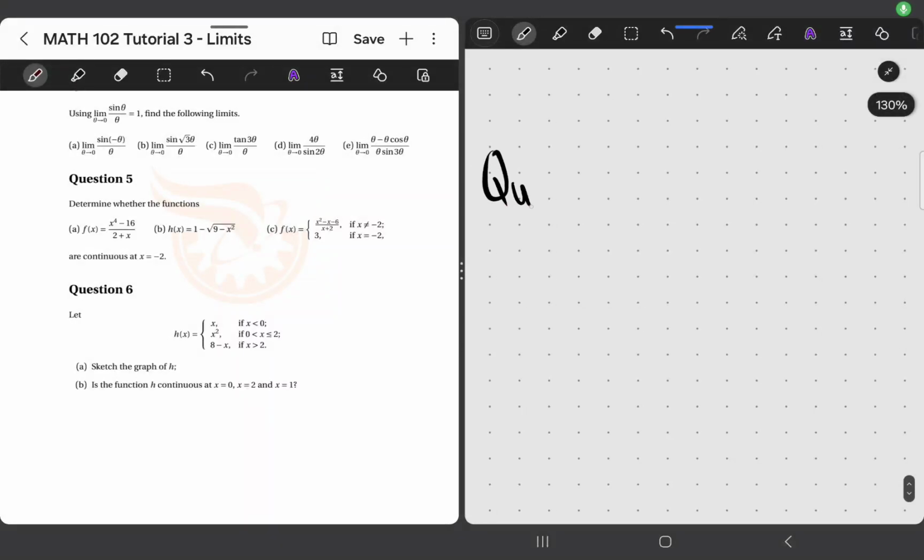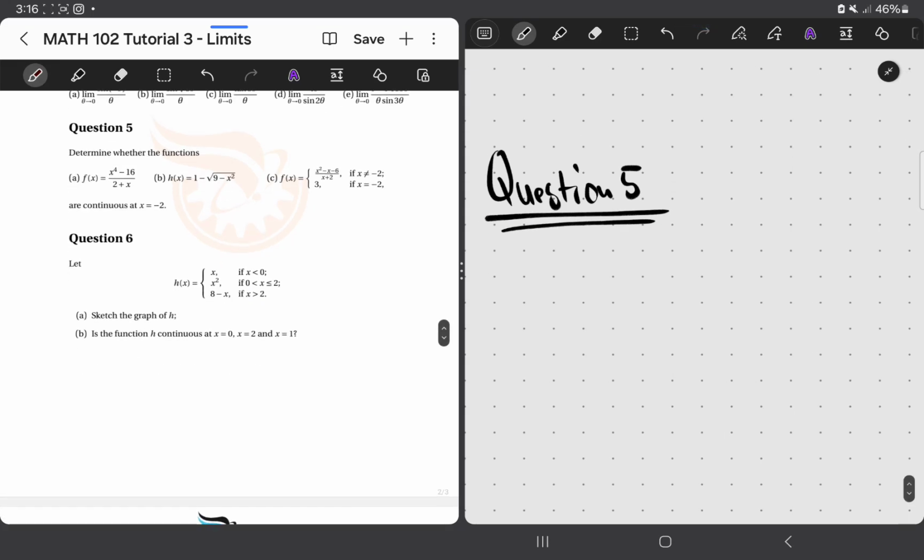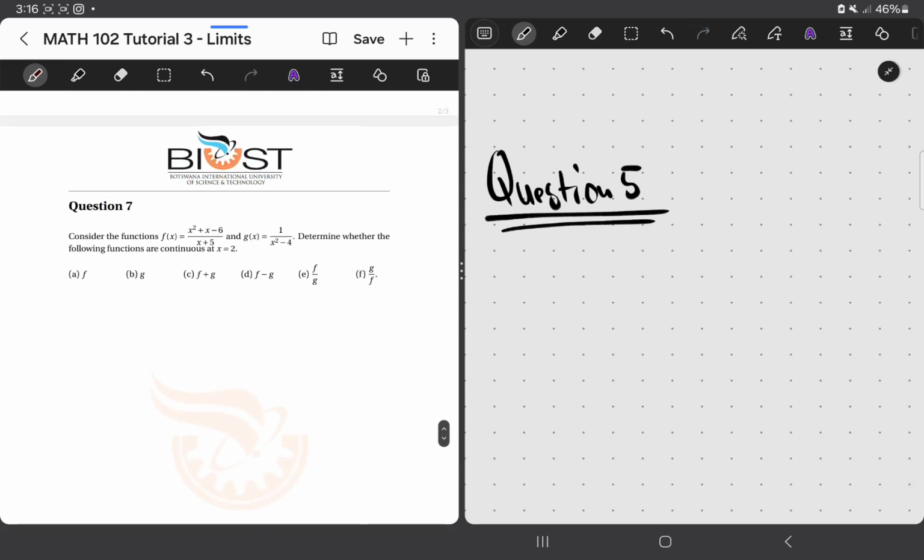Okay, so now we are doing question 5. Let's see and let's enjoy, okay? So question 5, question 6, question 7 of this tutorial 3 seem to be just asking about continuity and continuous stuff.